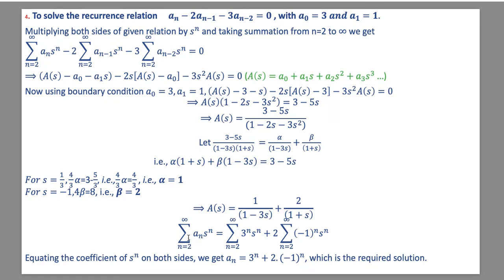It means sigma n equal to 2 to infinity, Sn is equal to sigma n equal to 2 to infinity 3 raised to power n s raised to power n, plus 2 sigma n equal to 2 to infinity minus 1 raised to power n s raised to power n. So equate the coefficient of s raised to power n on both sides. We get an equal to 3 raised to power n plus 2 into minus 1 raised to power n, which is the required solution.